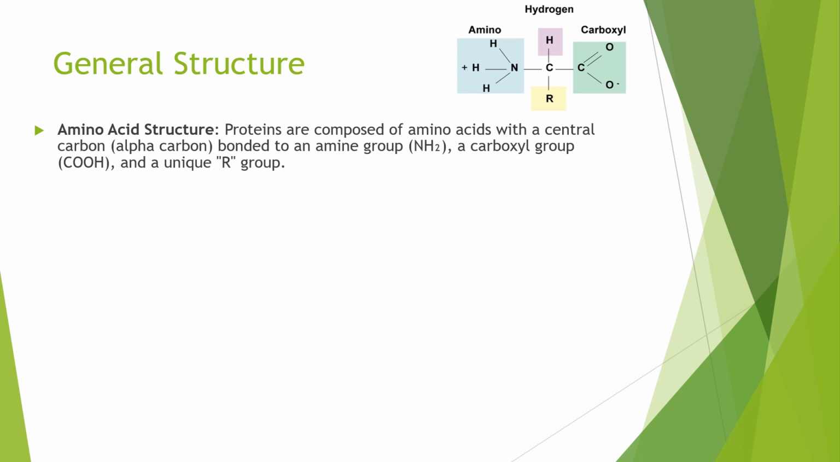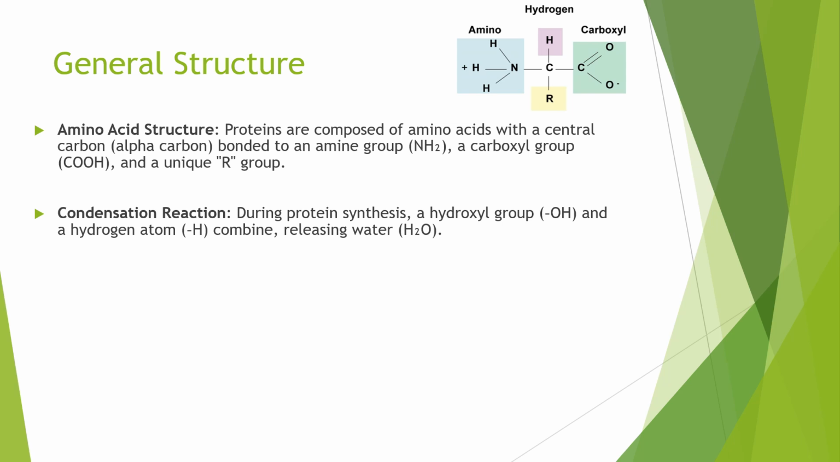Now let's talk about how these amino acids link together to form proteins. During protein synthesis, amino acids are joined through a process called condensation. In this reaction, the hydroxyl group, the OH, from the carboxyl group of one amino acid, and a hydrogen atom, H, from the amine group of another amino acid combine to form water, or H2O. This release of water is crucial for linking amino acids.